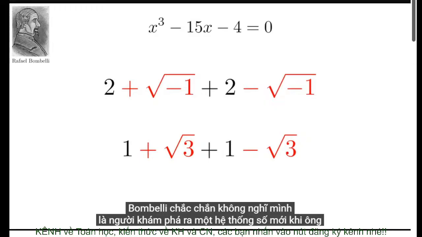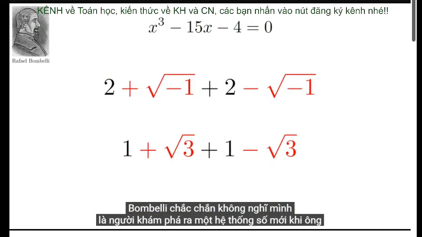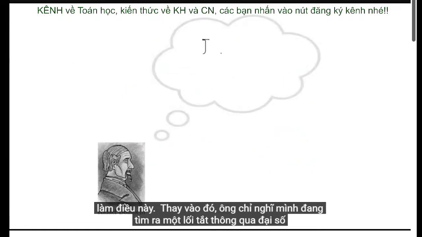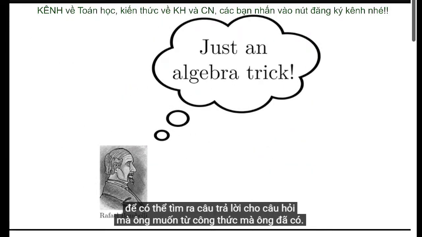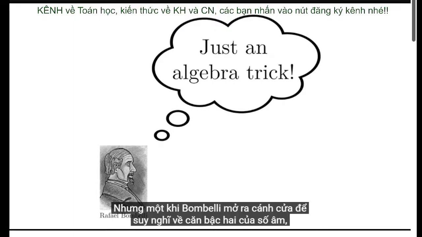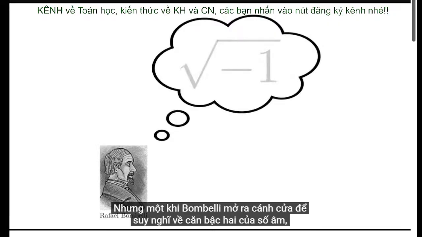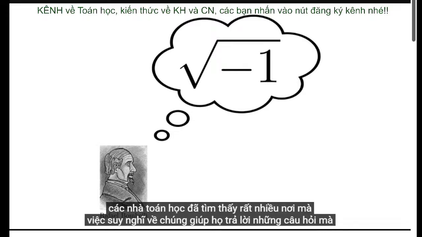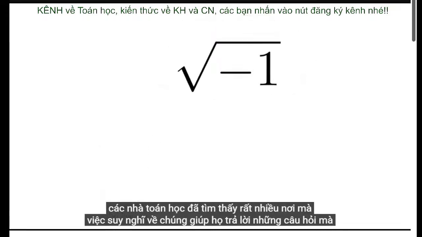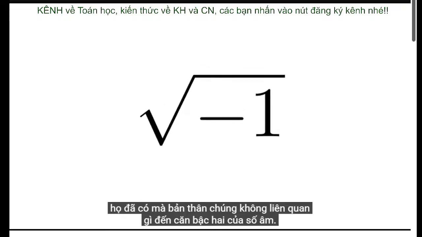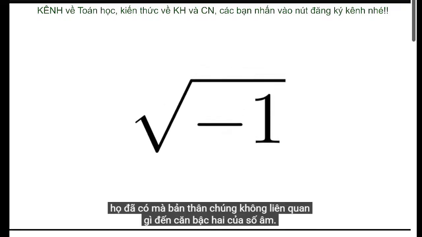Bombelli certainly didn't think of himself as discovering a new number system when he did this. Rather, he just thought of himself as finding a shortcut through the algebra that was able to get the answer to the question that he wanted out of the formula he already had. But once Bombelli had opened the door to thinking about square roots of negative numbers, mathematicians found many, many places where thinking about them helped them answer questions they already had that did not themselves involve anything about square roots of negative numbers.